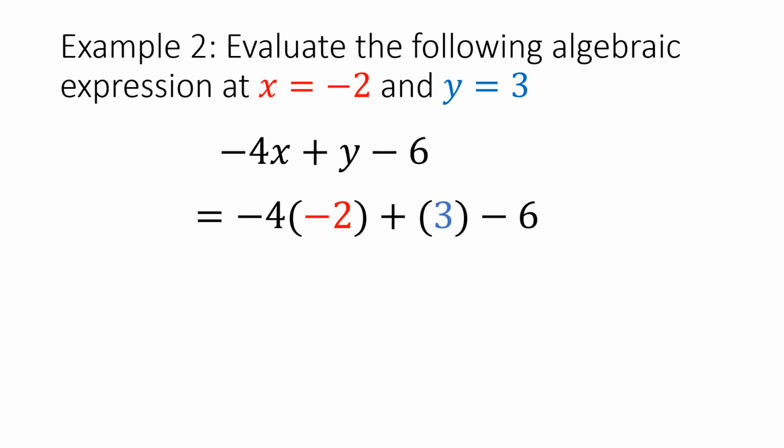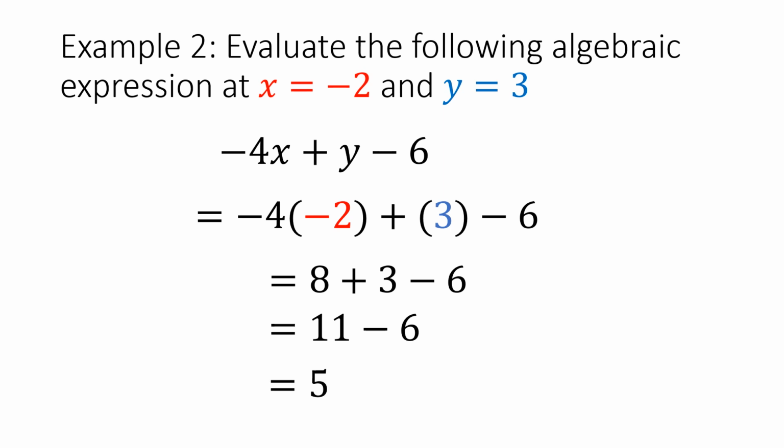And then I'm going to follow order of operations. I'm going to do my multiplication first of negative 4 times negative 2. That's going to give me 8. So I have 8 plus 3 minus 6. And then I'm continuing to follow order of operations. I'm going to add 8 plus 3 gives me 11. And then we do 11 minus 6. And the final answer is going to be 5.